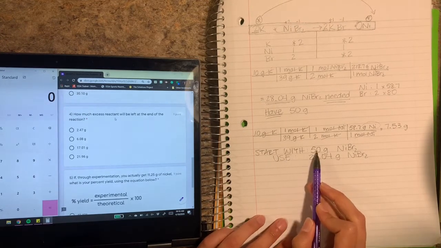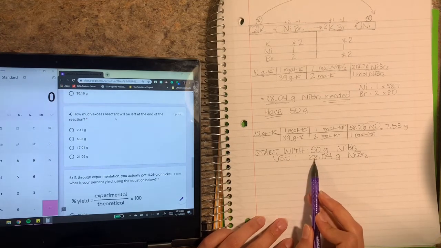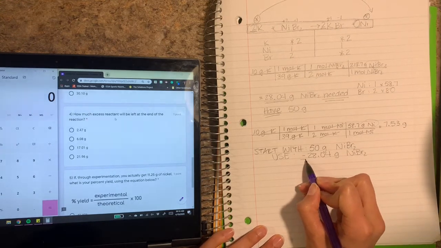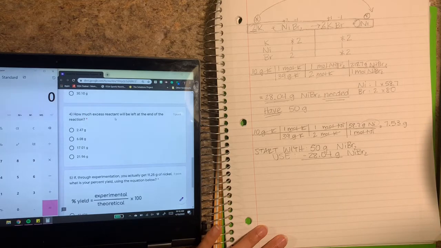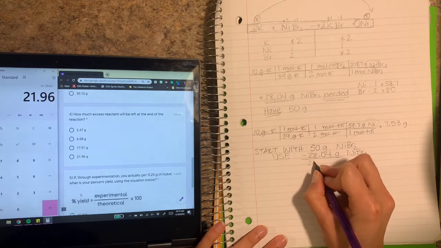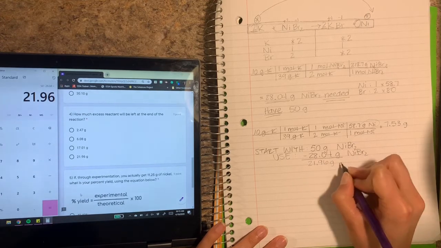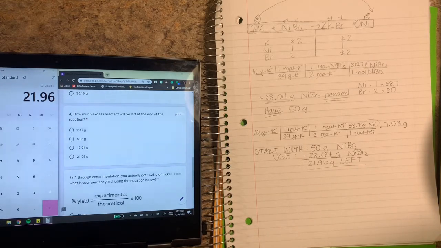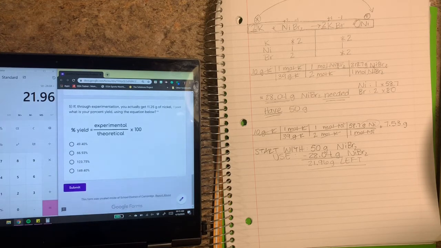So if we are starting with 50 grams and we used up 28.04 grams, all we need to do is subtract those to find out how much nickel bromide is left. So I'm just going to do 50 minus 28.04 to get 21.96 grams of nickel II bromide left at the end of the reaction. So if we look at the question, that is one of our choices. I'm going to click on that and we're going to move on to number 5.